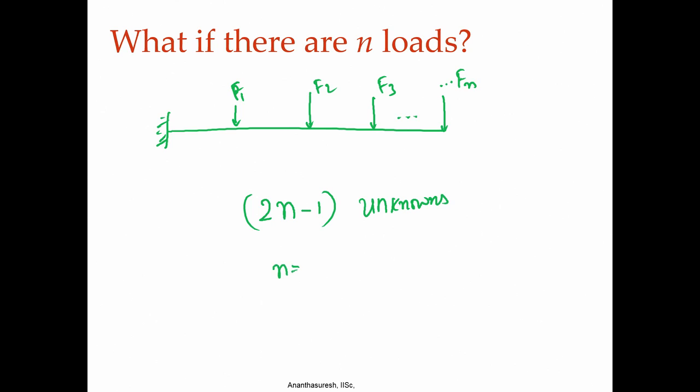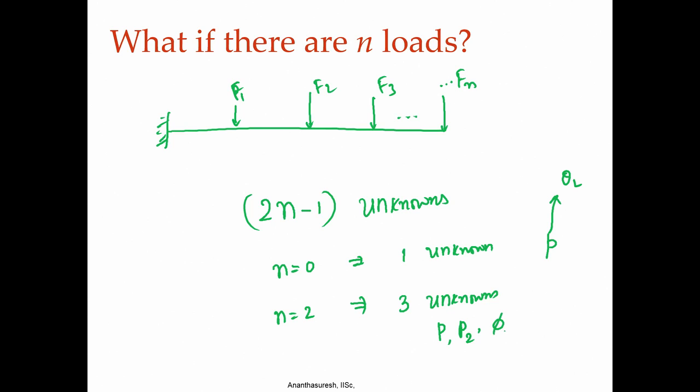When n equals 0, which was the first case we had done in the last lecture, we had only one unknown, which was that P, or that P was related to the slope at the end, theta L. When n equals 2, which we briefly discussed now, unknowns are 2 times 2, 4 minus 1, 3 unknowns, which were 2 P's. There was a P and then another P2 for the second arc that we considered, and then there was this phi B at that point where it is.